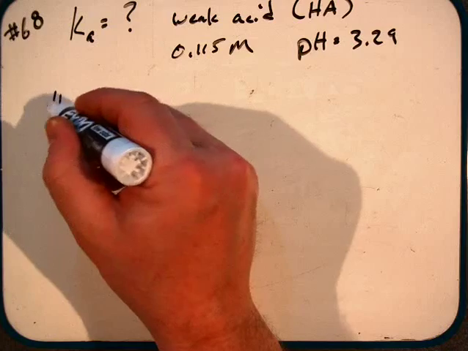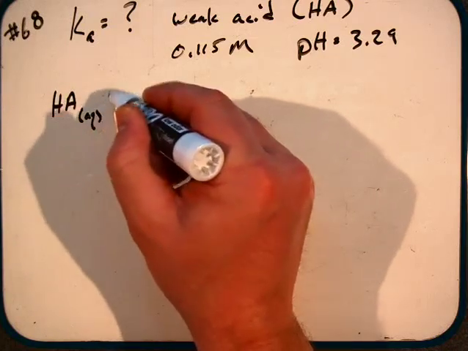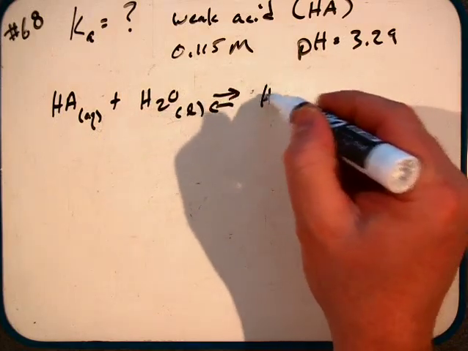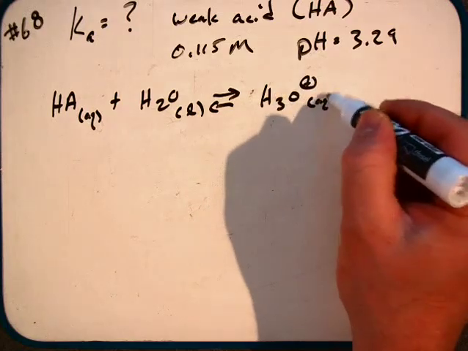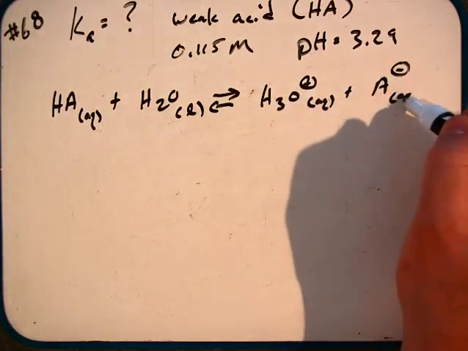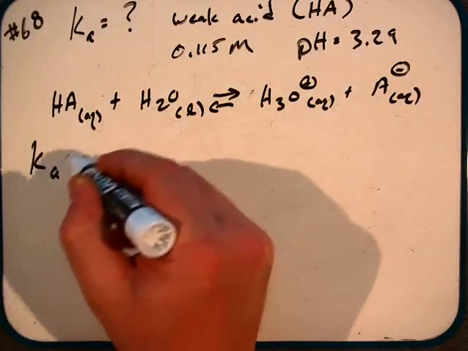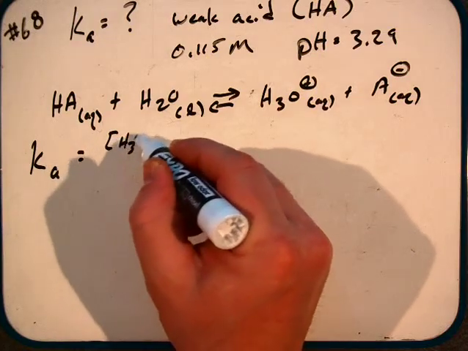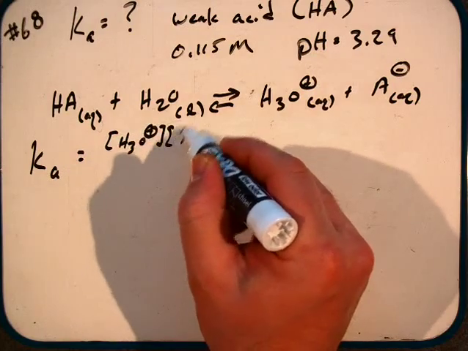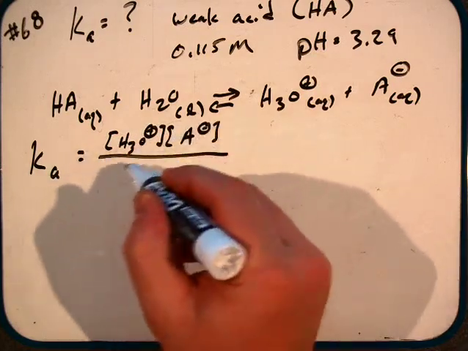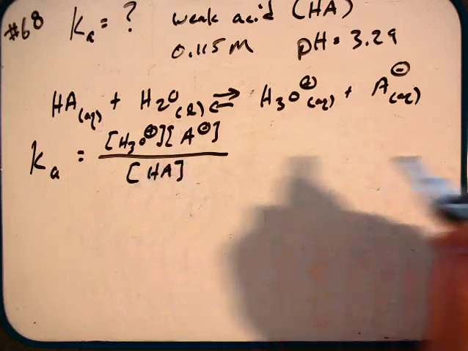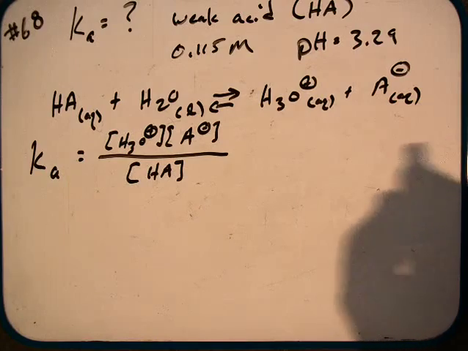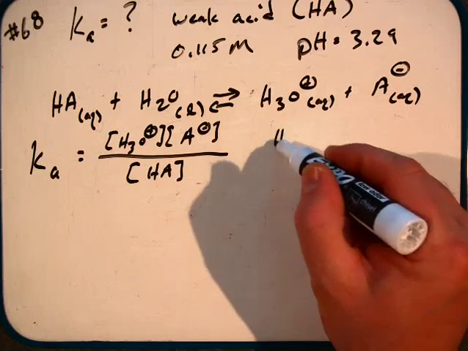So since it's a weak acid, we need to have an equilibrium representation. And from that we can get an equilibrium equation, which is equal to our Ka for this general weak acid. And that's ultimately what we want to solve. So we have to construct an ICE table.